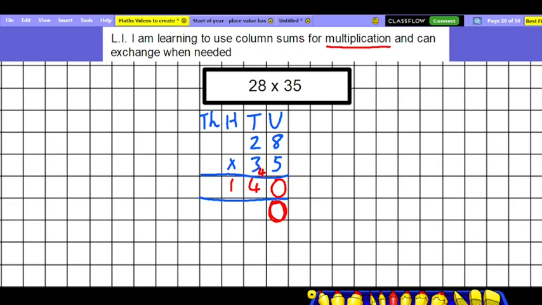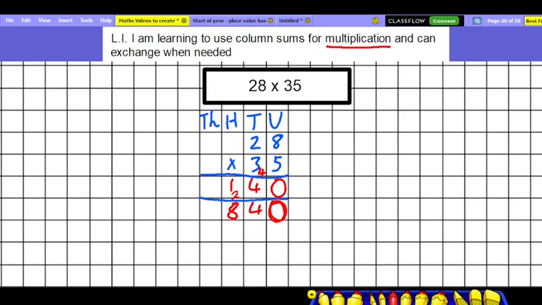So, starting up here, we're going to do 3 times 8. 3 times 8 is 24. The 4 can stay, and the 2 goes on the shelf of the next column. Next, we've done 3 times 8, so we're going to do 3 times 2. 3 times 2 is 6. But I have to add that 2 on as well. So 6 plus 2, 8.